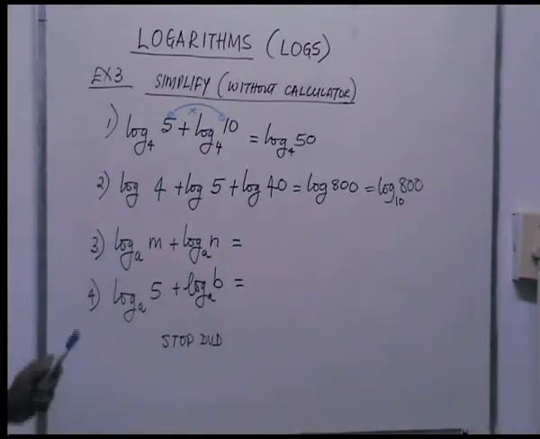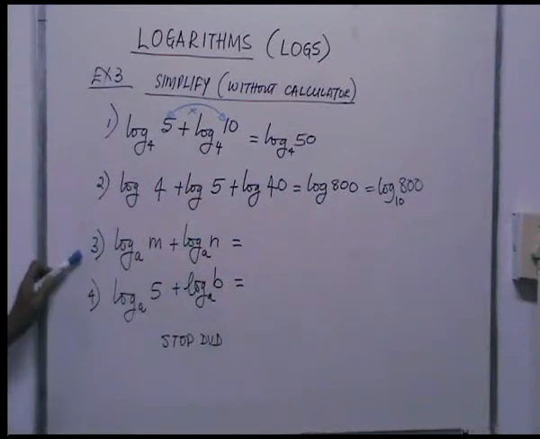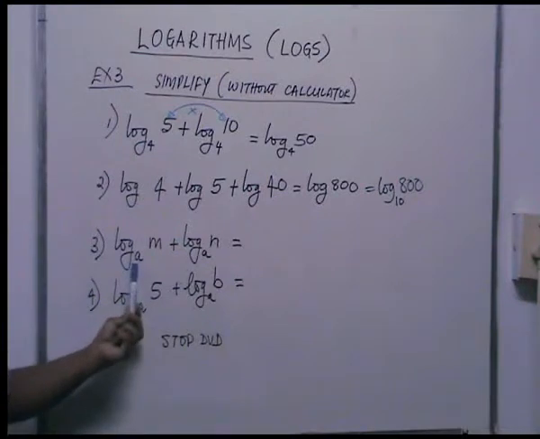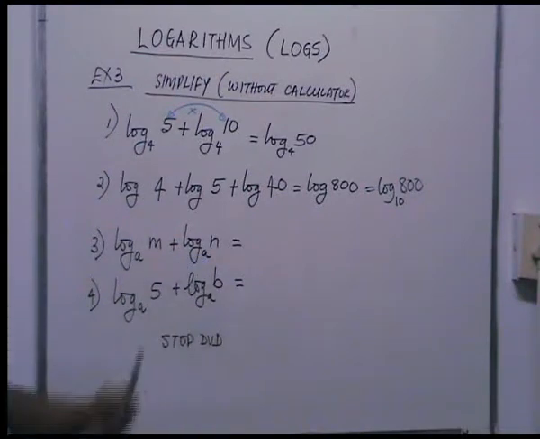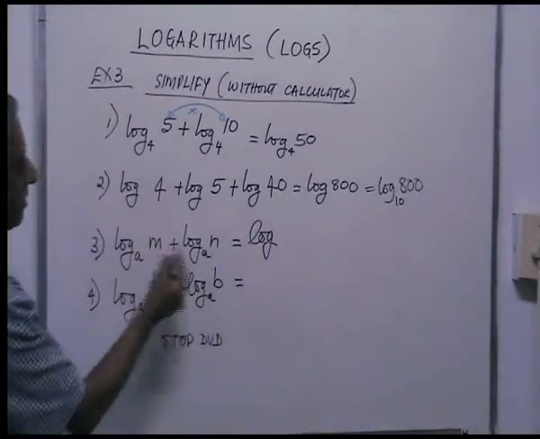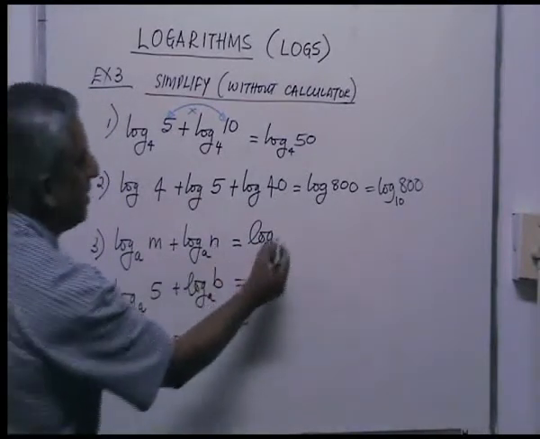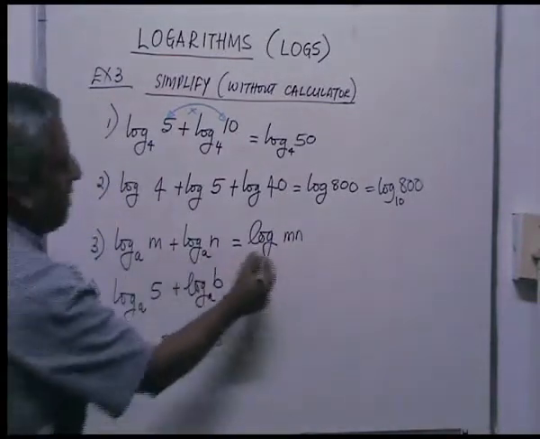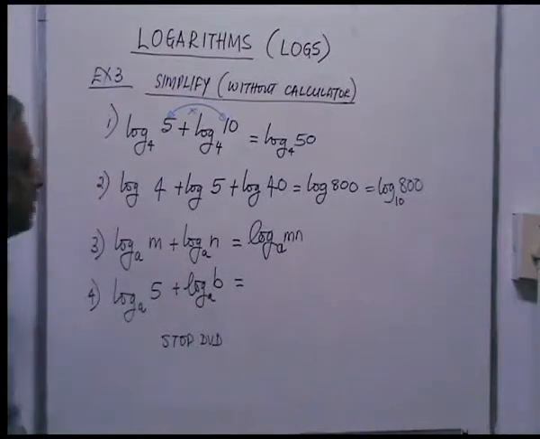Choice is mine. I can write it or leave it because the base is 10. Right, let's move to number 3. Once again, before I apply the law, I can see a plus sign, so law 1 applies. Are the bases the same? Yes. Therefore, it will be log. Now, these two numbers will be multiplied. m times n is mn. And the base is a, the base must be written.